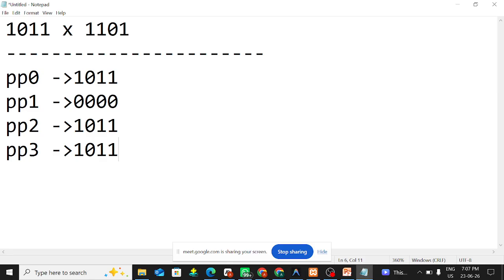The thing you need to do inside a partial product is, if you were doing a simple multiplication, how would you write this? Like this, right?